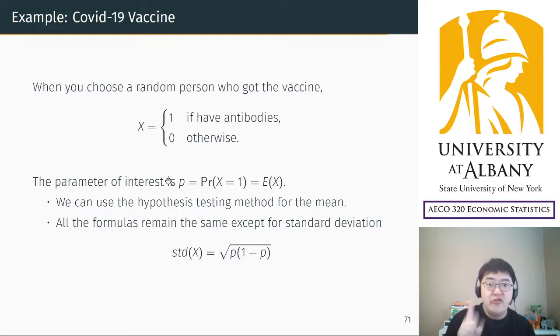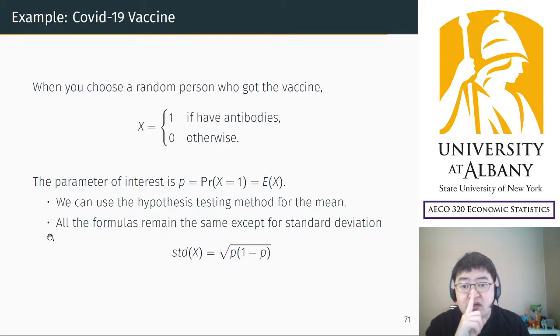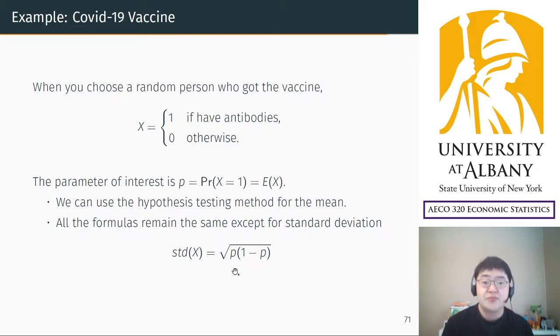But there is one thing you have to be careful about, and that is the standard deviation. In the binary distribution from chapter 5, we learned that the standard deviation is given by the parameter p. p already determines not only the mean but also the standard deviation. So you have to use this formula in the hypothesis testing method. Let's see how we do it.